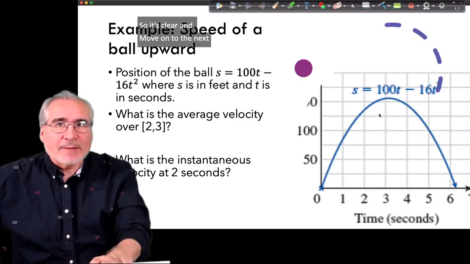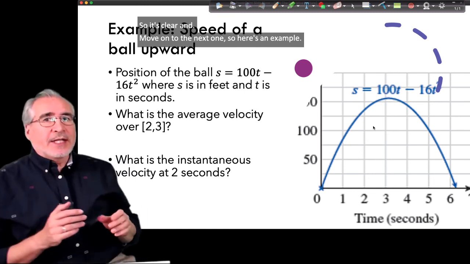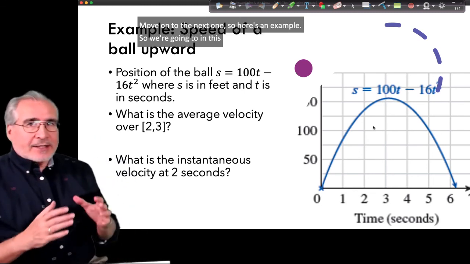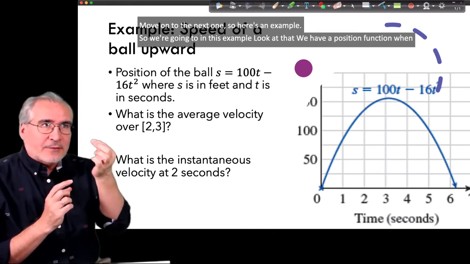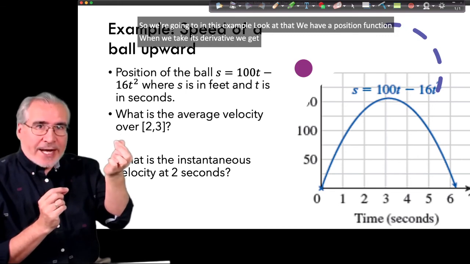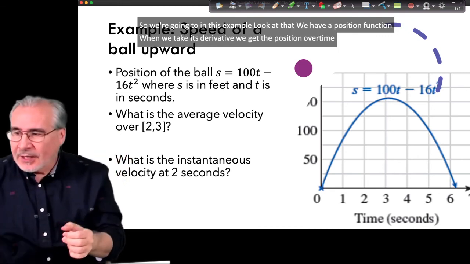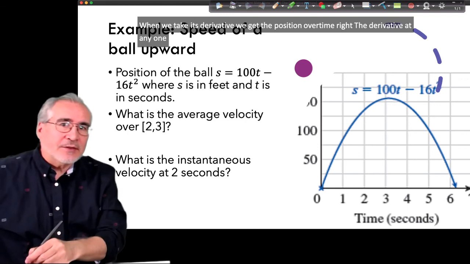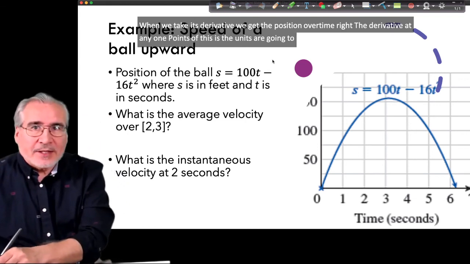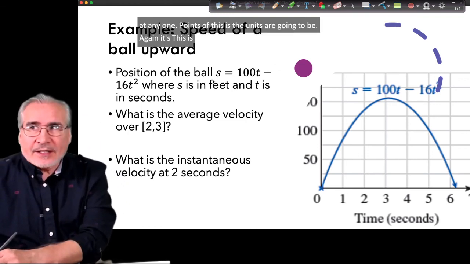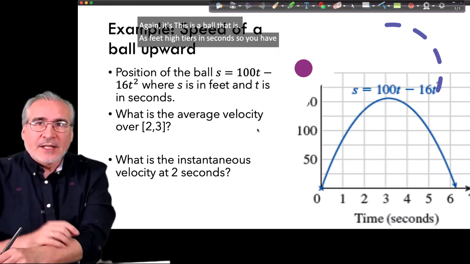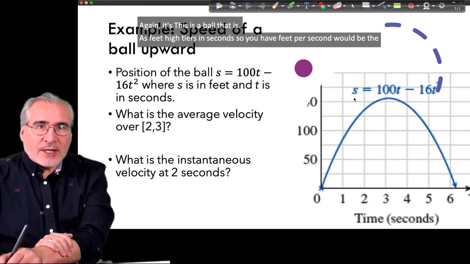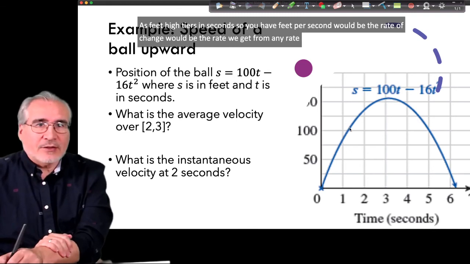So here's an example. In this example, we have a position function. When we take its derivative, we get the rate of change of position over time. The derivative at any one point of this, the units are going to be, again, this is a ball that is s feet high, t is in seconds, so you have feet per second would be the rate we get from any rate of change or instantaneous rate of change.